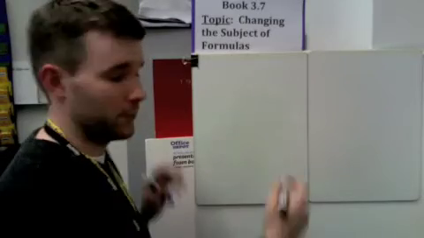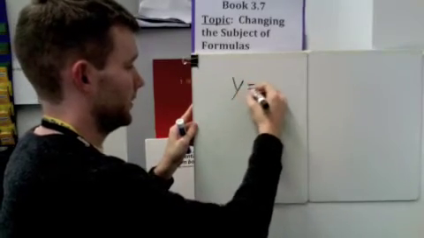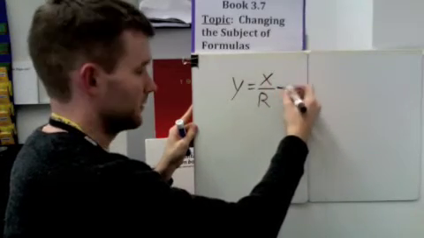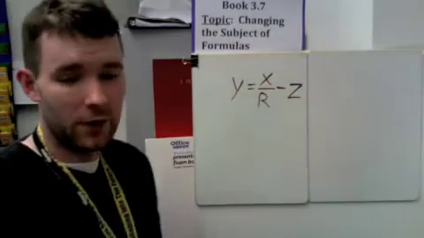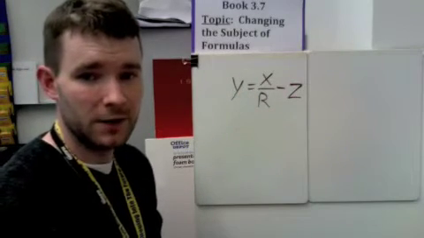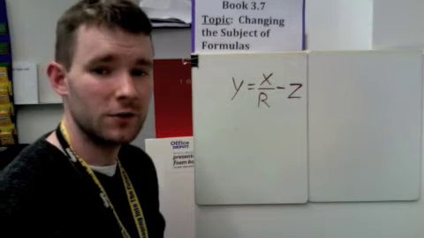Okay, so I've erased the board, and there's one more example that I want to work through with you. And so in this example, y equals x divided by r, minus z. And so I want you to change the subject from y to x. So pause the video now and see if you can do the first step.